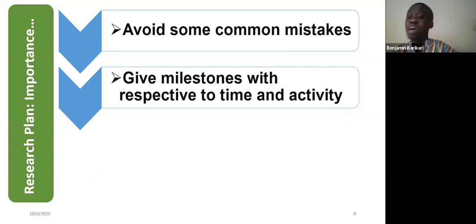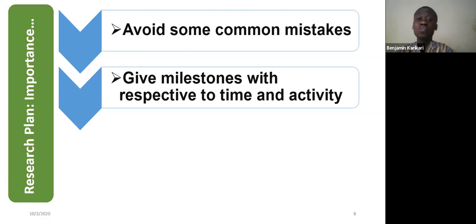It also helps you to avoid common mistakes. A lot of students focus on problems rather than coming out with solutions. They'll be highlighting the problems in the thesis, they'll be highlighting the problems in their experiments. But if you read wide, if you have a plan, the problem that you encounter, somebody might have had a solution before. So if you read, you may come up with a solution.